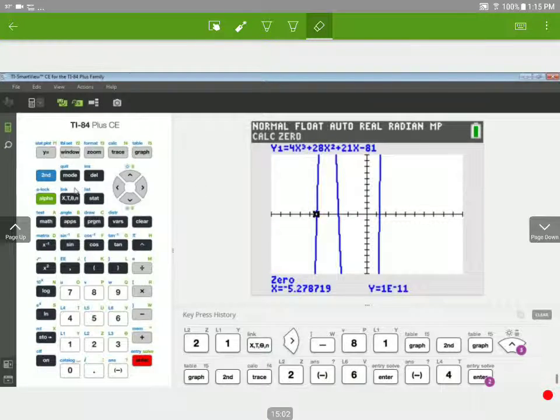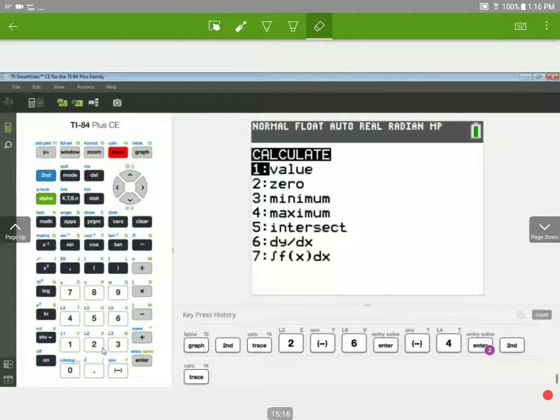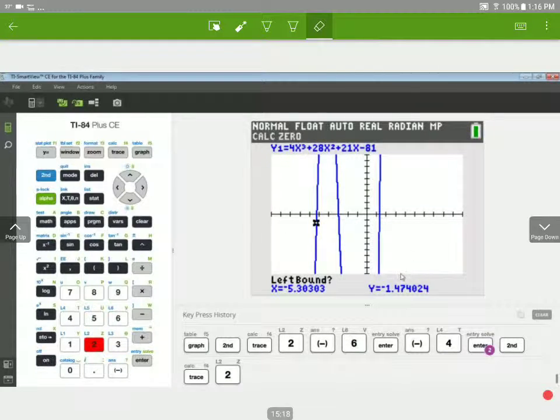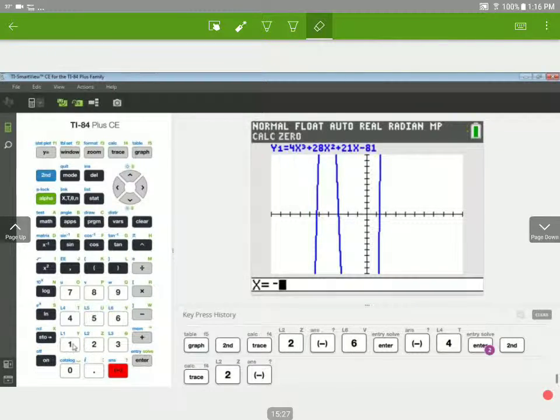Let's do the right one. All right, how do we find the one to the right? Walk me through it. Second trace. Then what? 0. Okay, what am I going to put in first? Negative 1, that would work, because that's to the left of it.